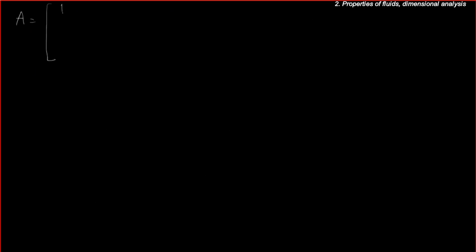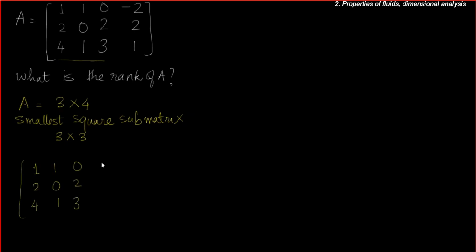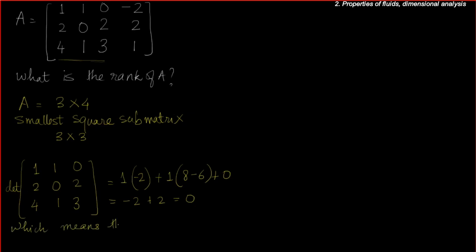Let us consider the matrix A as shown on the screen. The question is, what is the rank of A? Now A is a matrix of size 3 cross 4, so the largest square submatrix that we can form will be 3 cross 3. Let us choose the first 3 columns and find the determinant. The determinant is 1 times minus 2 plus 1 times 8 minus 6, and it boils down to 0, which means that the 3 column vectors are not linearly independent.